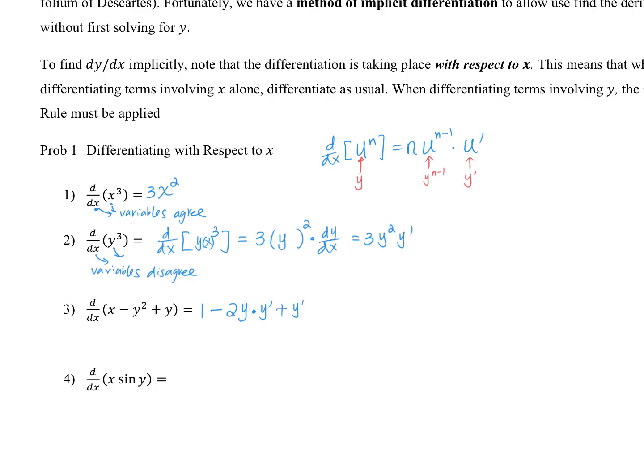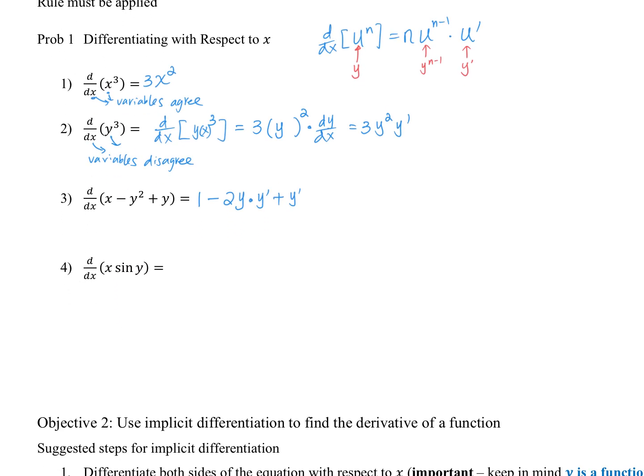Next, we have a product of two functions. One is x, the other one is sine y. So we need to use the product rule here, right? Now the product rule says the derivative of the first function times the second function plus the first function times the derivative of the second function.